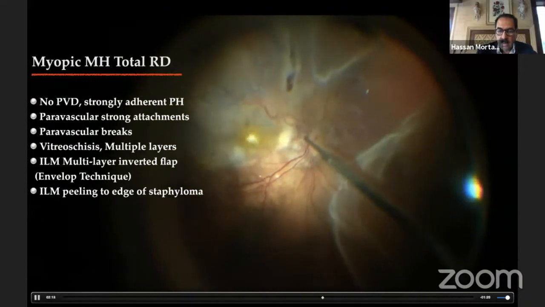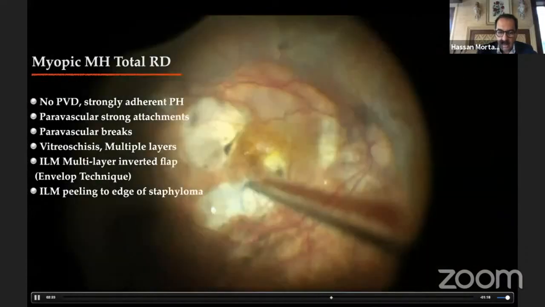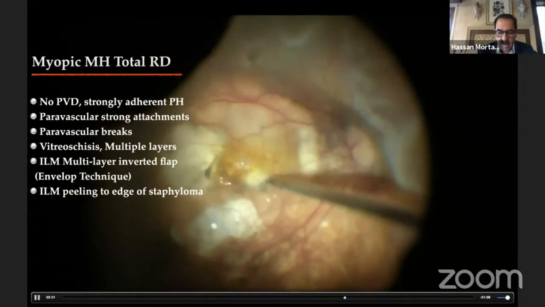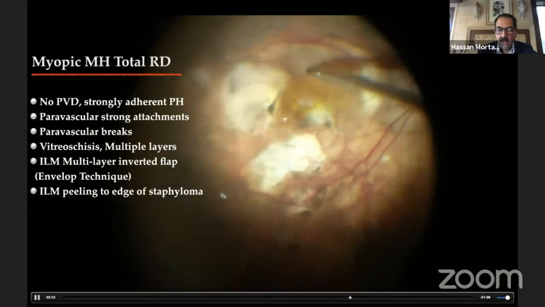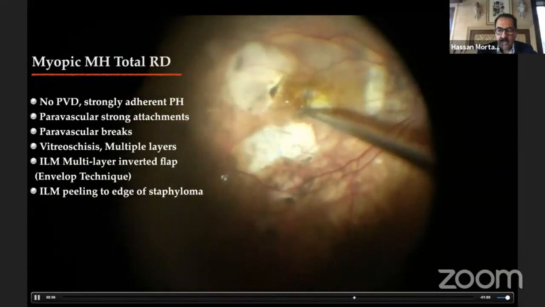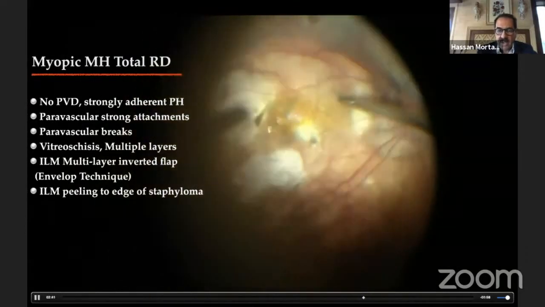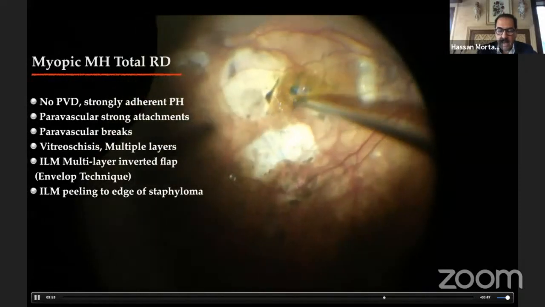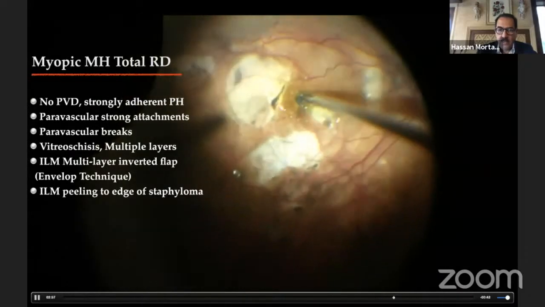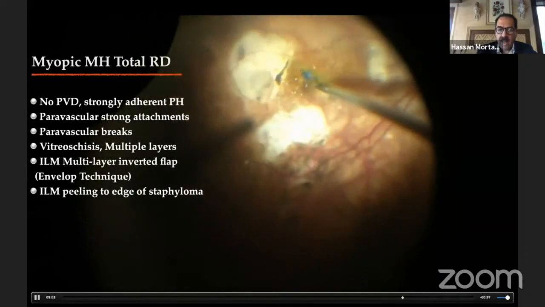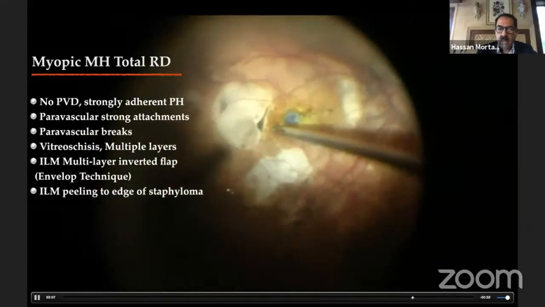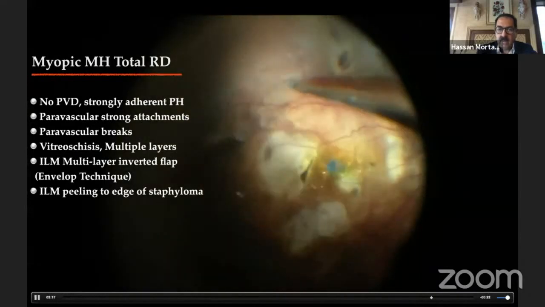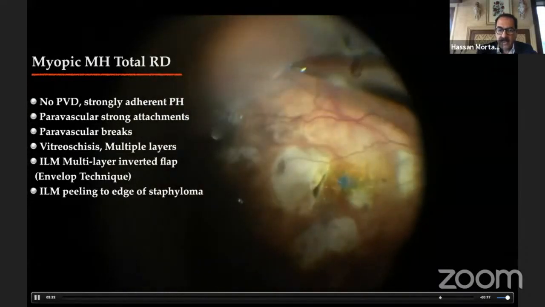So in this way, we remove the first scaffold exerting traction, and then under PFCL, because it was impossible to peel the internal limiting membrane without attaching the retina. So PFCL was injected to reattach the retina, and under PFCL, the ILM was peeled and brought over the macular hole, again using a multi-layer technique, and then trying to peel the ILM to the periphery.